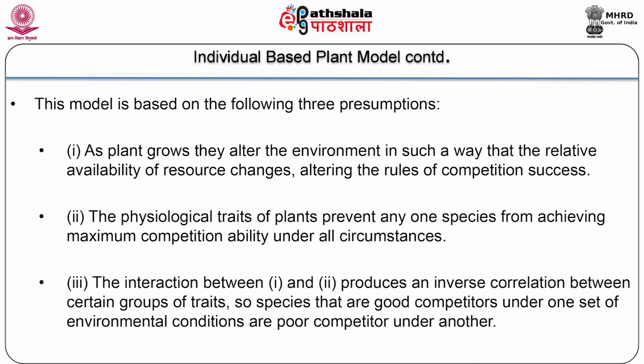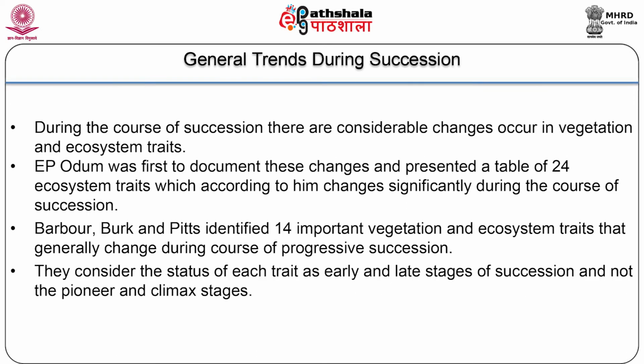Huston and Smith, by applying computer simulation, could illustrate the various patterns of vegetational change that result from different combinations of traits. This slide shows us the general trends during succession. During the course of succession, there are considerable changes that occur in vegetation and ecosystem traits. Odum in 1969 was the first to document these changes and present a table of 24 ecosystem traits that, according to him, change significantly during the course of succession.